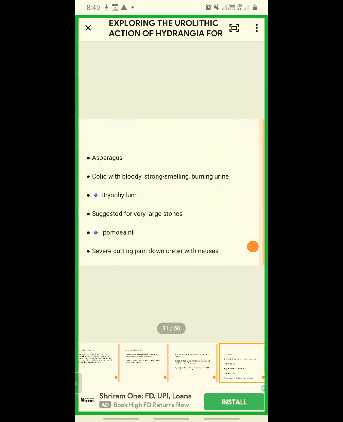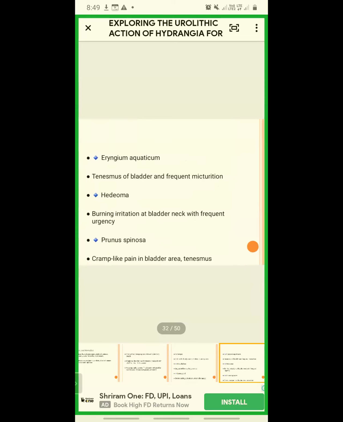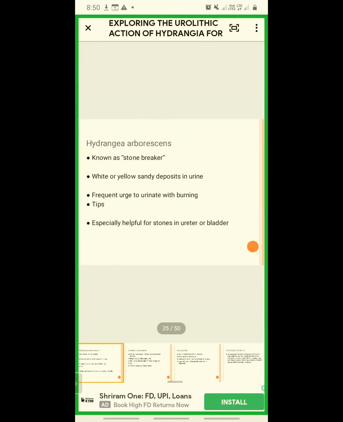Then Asparagus, colic with blood and strong-smelling burning urine. Bryophyllum, when the stone is very large. Bryophyllum is an excellent medicine. Then Ipomoea, severe cutting pain down the ureter along with nausea. Then Eryngium aquaticum, there is tenesmus of the bladder with frequent micturition. Then Hedeoma, burning irritation at the bladder neck with frequent urging. Then Prunus, mainly cramp-like pain in the bladder area with tenesmus. So these are some important medicines for renal calculi.